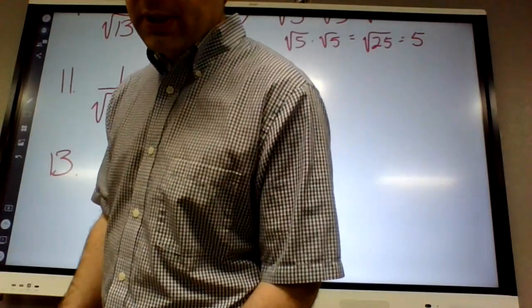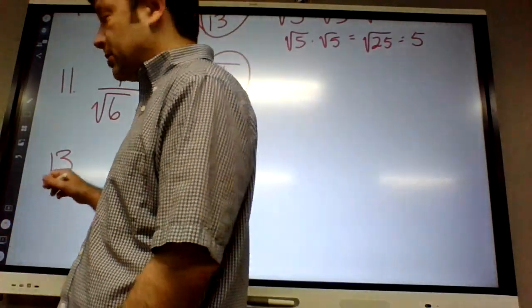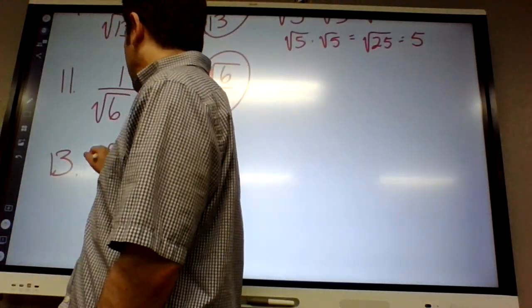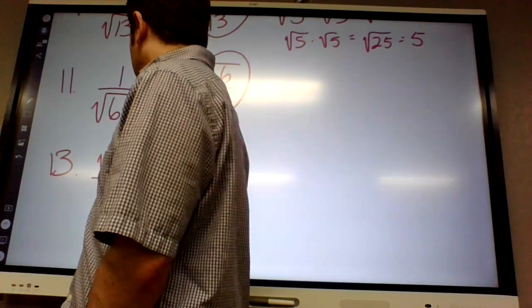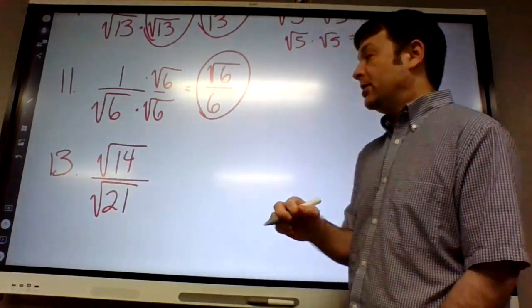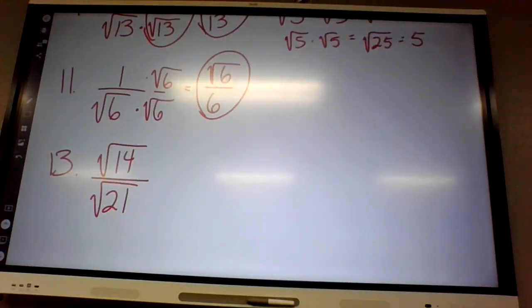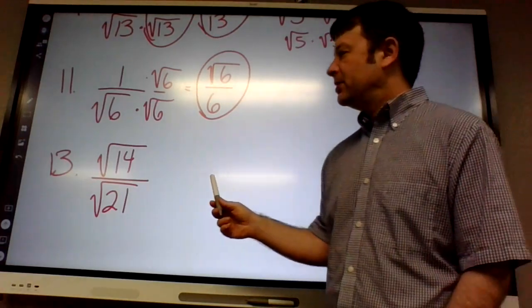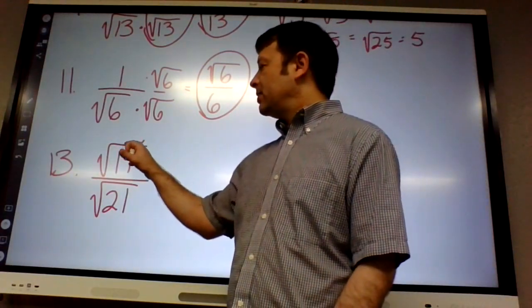Number 13. They wrote the division symbol on 13. I'm going to go ahead and write it with the division bar. Square root of 14 divided by square root of 21. I would not multiply top and bottom by square root of 21 here because there's something we can do before that. Cancel. 7.